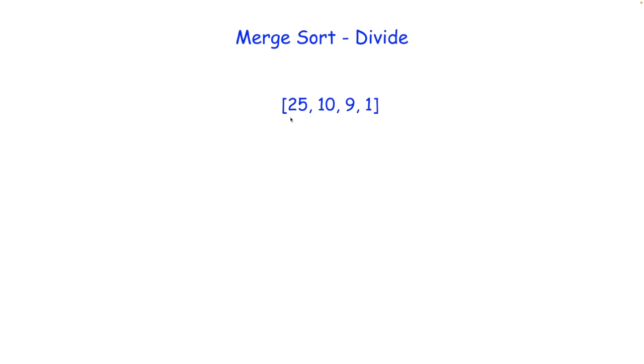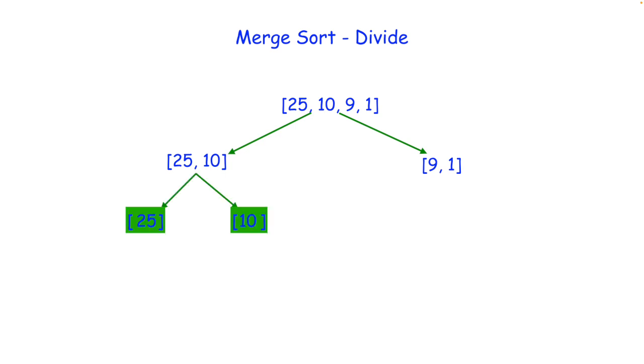Here we have a list of four integers: 25, 10, 9 and 1. This list is first divided into two halves. So we have now two lists. The first has 25 and 10 and the second has 9 and 1. Now these are further divided into halves. At this point, each of these lists is sorted. So now we can merge them to form merged sorted lists.